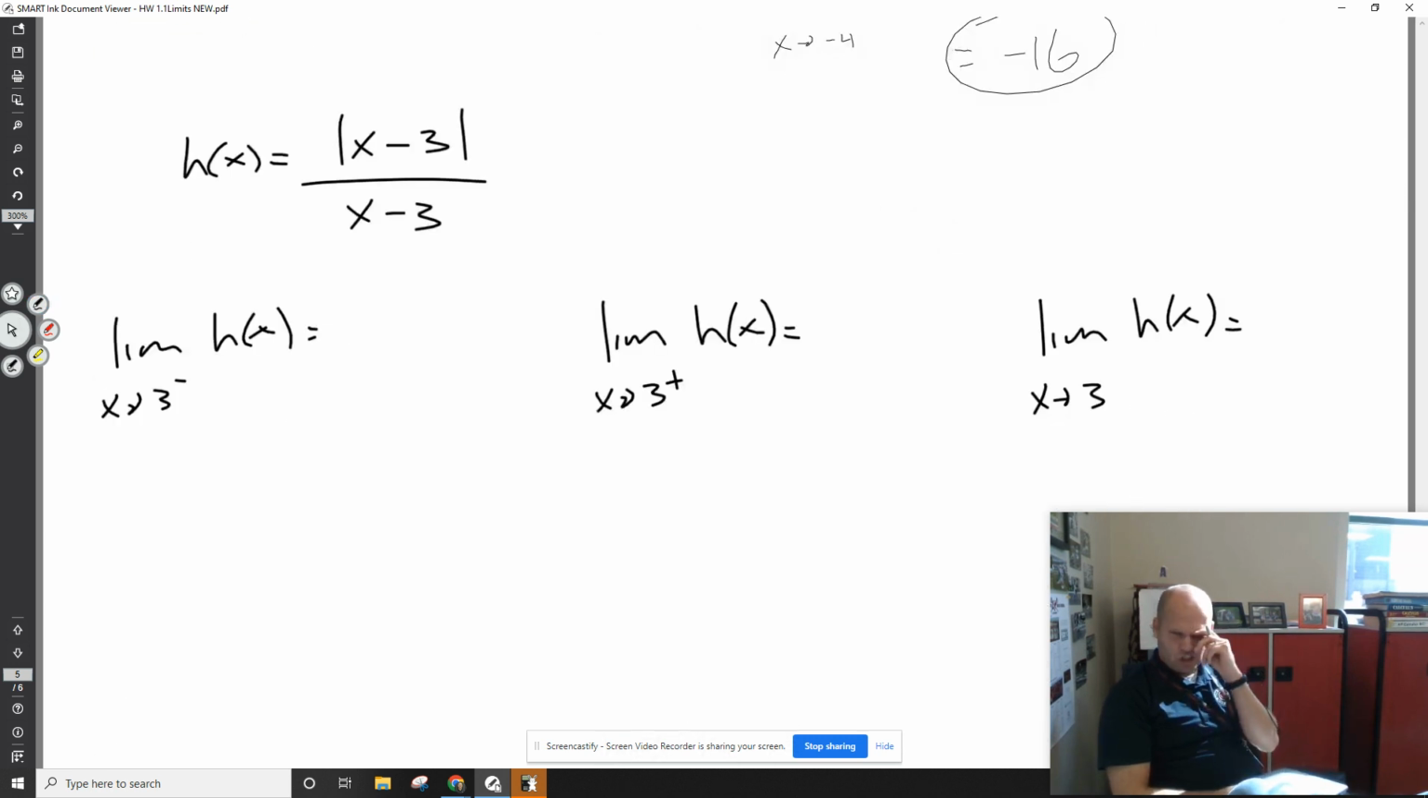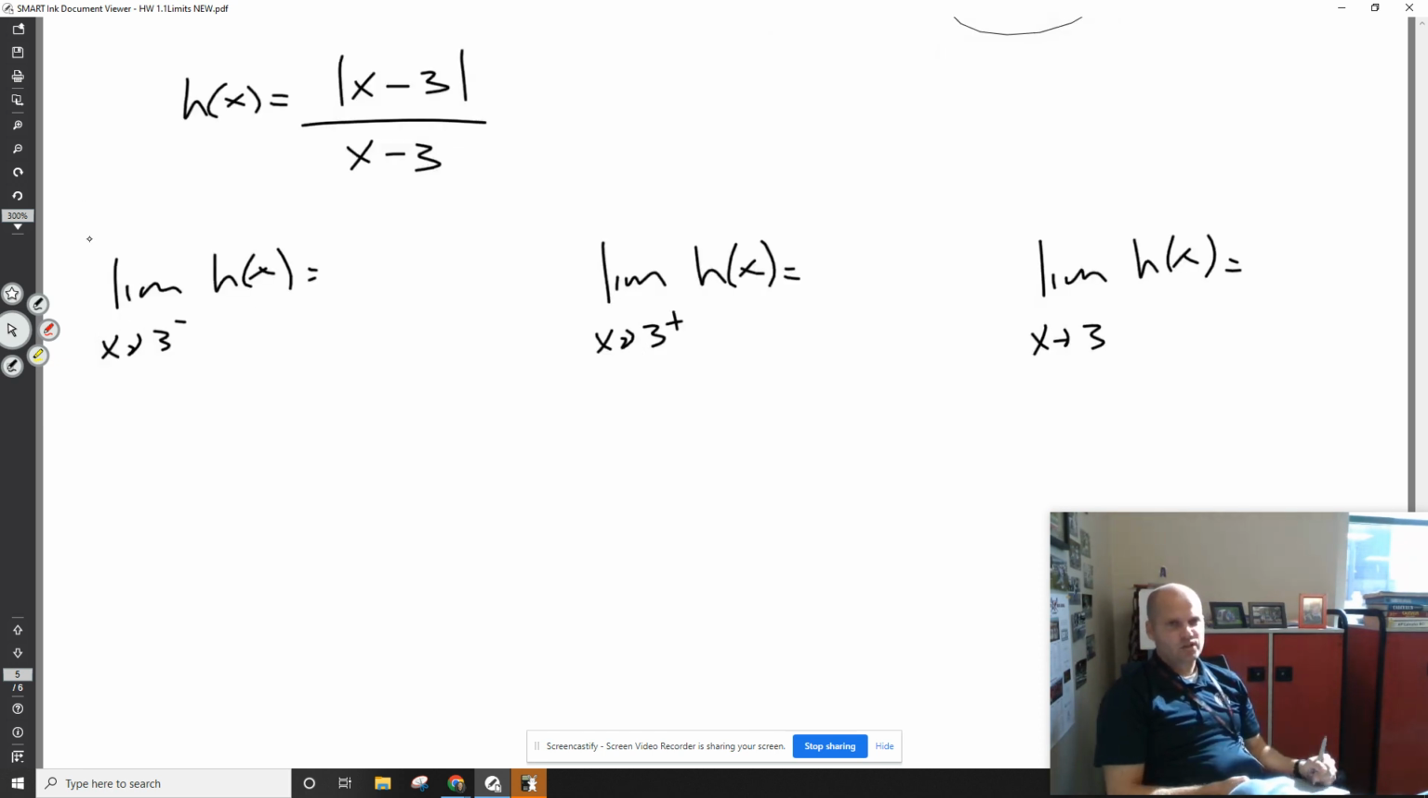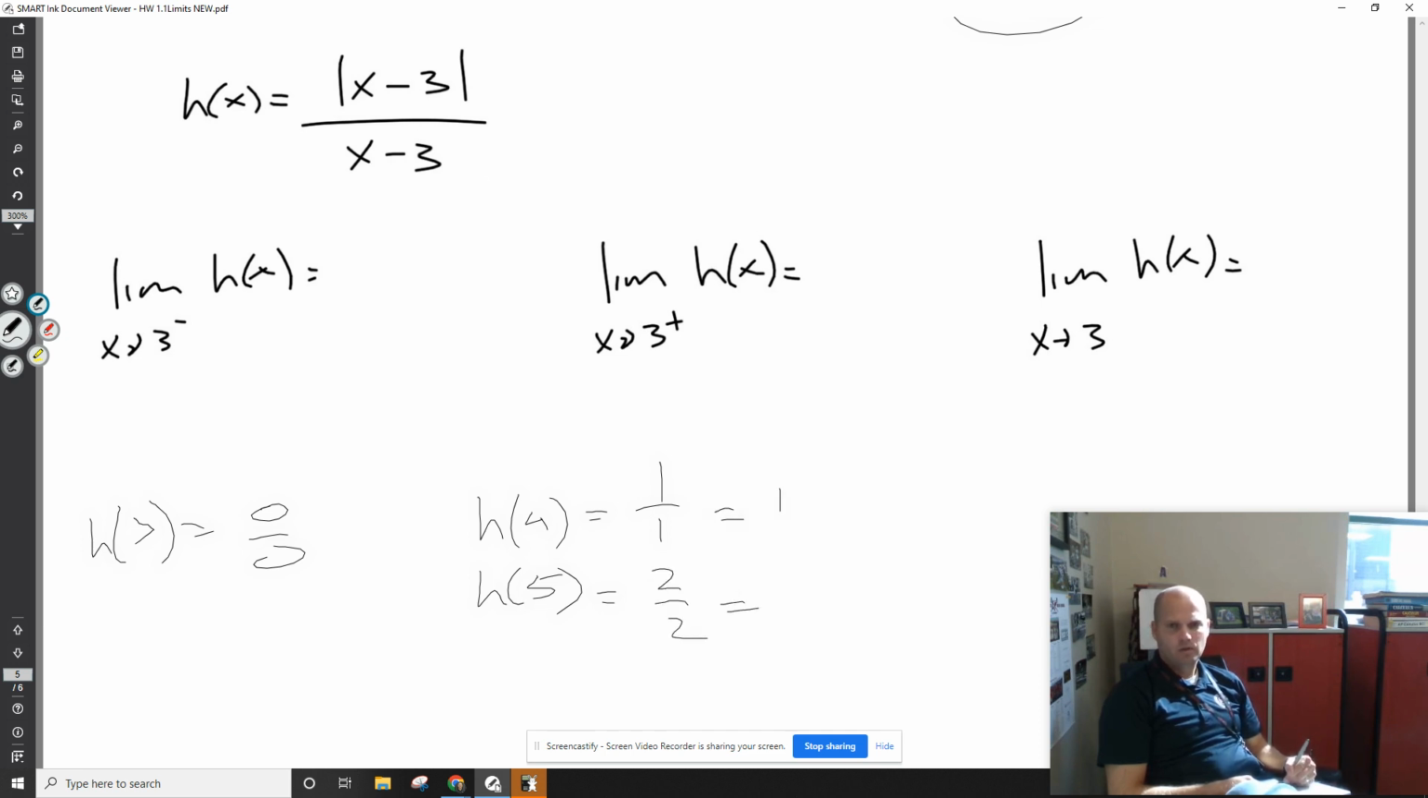All right, this is the jump function we introduced. The way we can kind of tell that it's the jump function. First of all, if I plug in 3, I get 0 over 0. Again, that's bad. But plug in something bigger than 3, 4 or 5. What do you get if you plug in 4 or 5? Well, if I plug in 4, I just get 1 over 1. All right, that's 1. If I plug in 5, I get 2 over 2. All right, that's 1.